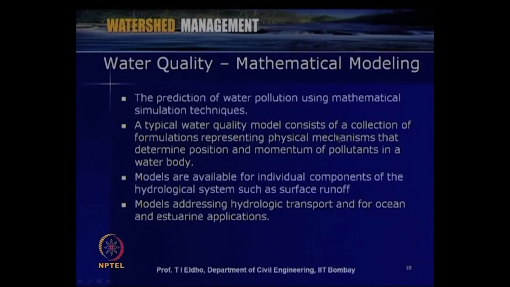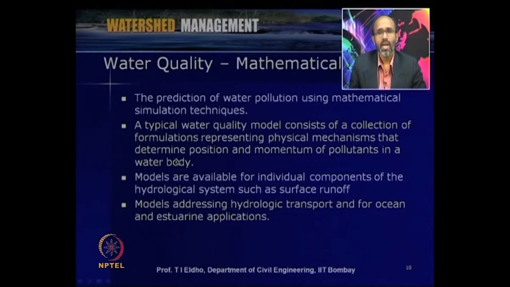A typical water quality model consists of a collection of formulations representing physical mechanisms that determine the position and momentum of pollutants within the water body. As we discussed, the governing equations generally come from conservation of mass, momentum and energy. So these specific mathematical models are derived, and they are available for individual components of the hydrological systems, such as surface runoff or groundwater systems, or various specific types of reactive transport, or specific components of the pollutant.